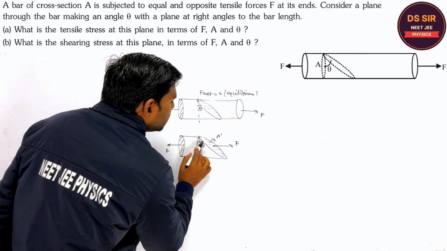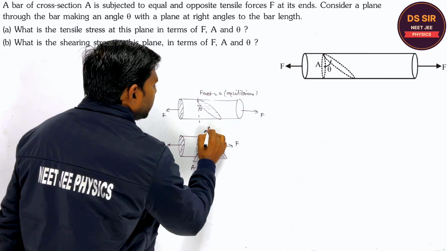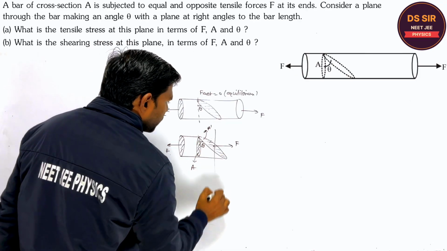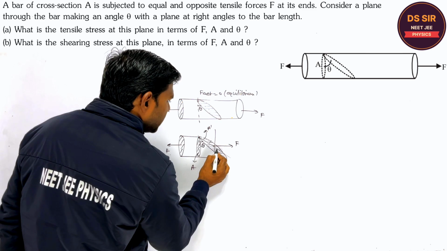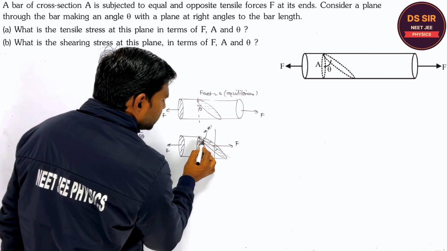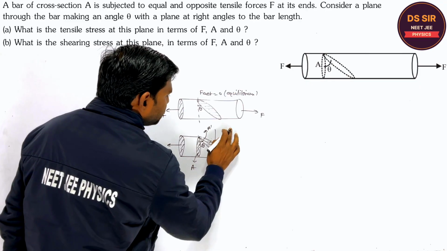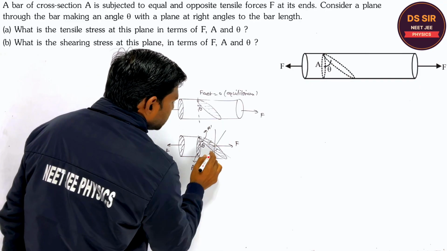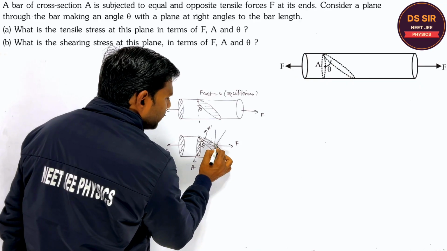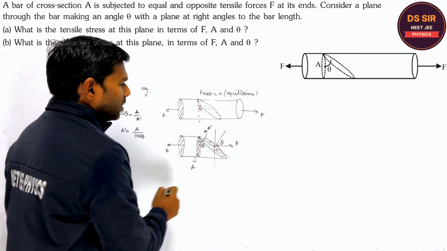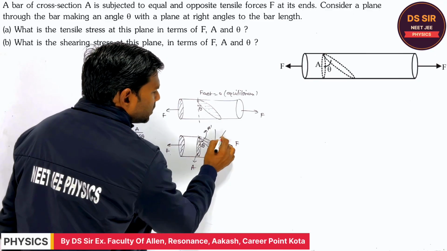Now, if you consider this is the surface, this is the A dash. If this is the surface, you tell, if this angle is theta, this is theta, this is 90 minus theta, and therefore this is theta.